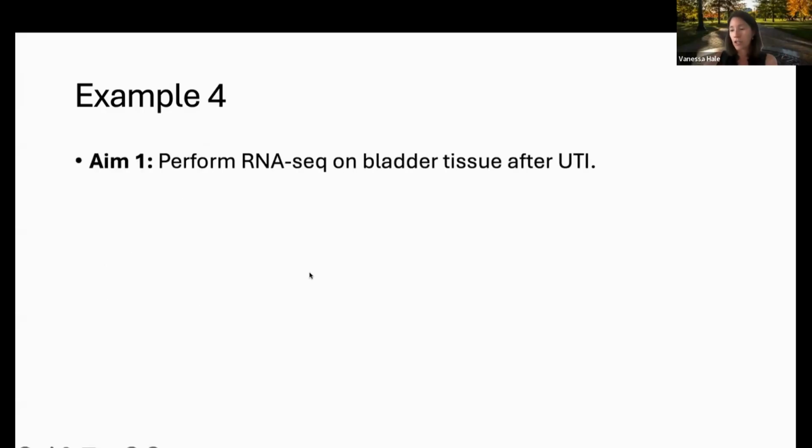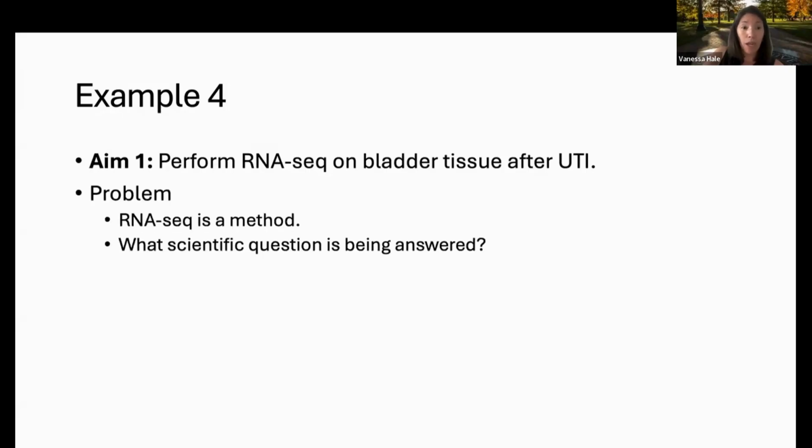Okay. Example 4. Perform RNA-seq on bladder tissue after UTI. Groups 2 and 5, I know you had this. What are some thoughts here? We've mentioned that there are no specific timelines or conditions or model organisms mentioned. So basically, again, it's too broad, not very specific. Yeah. Cool technique, great important group of urinary tract infections, but you're not actually telling me why you're doing it. So RNA-seq is a method. What question are you actually answering?